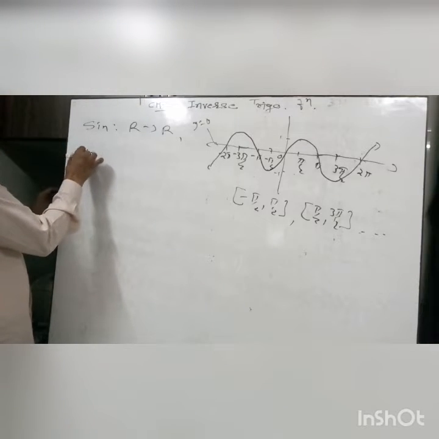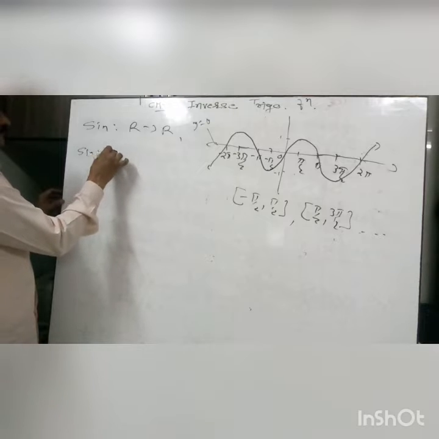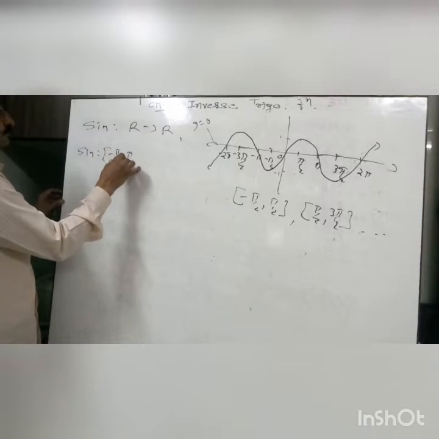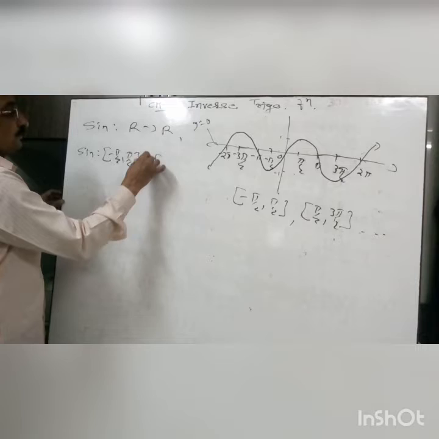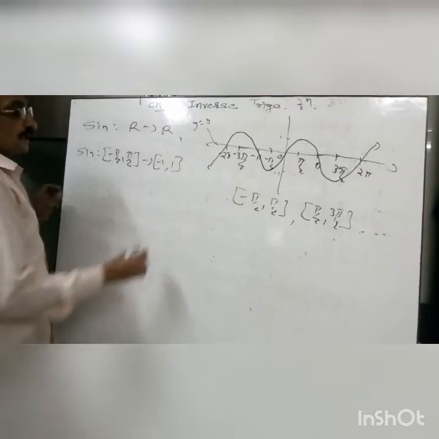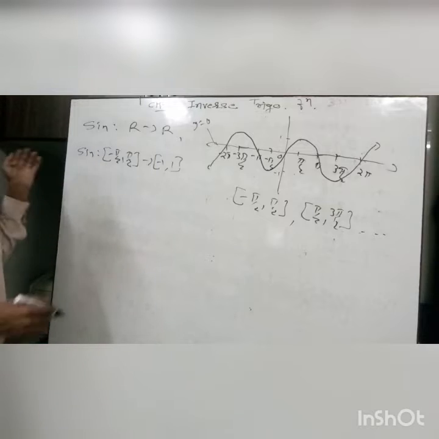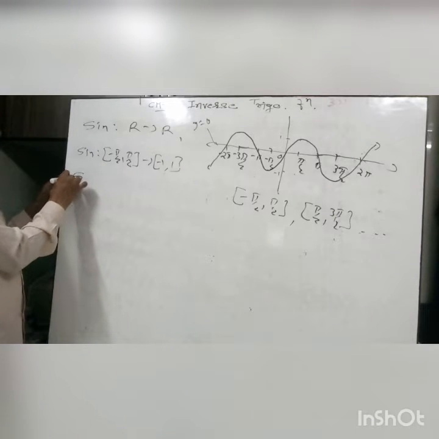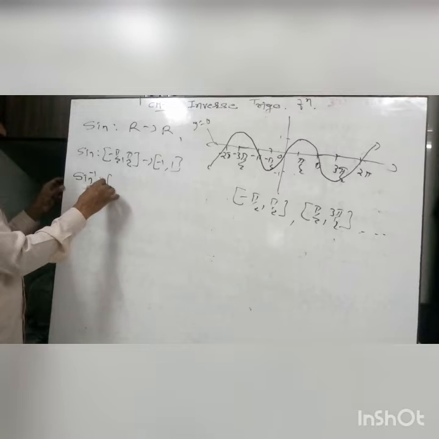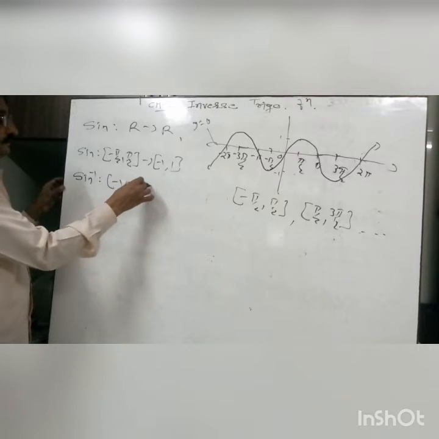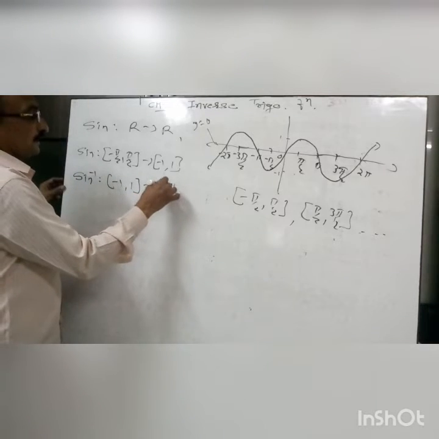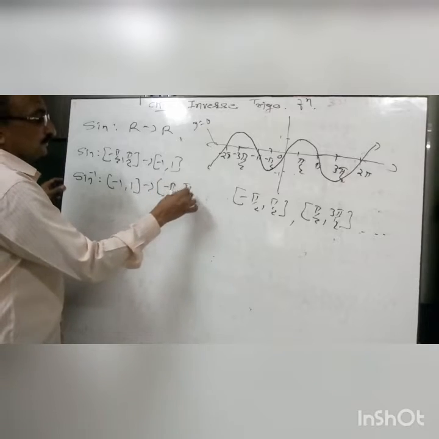So sine from the closed interval minus pi by 2 to pi by 2 to the closed interval minus 1 to 1 becomes a one-one and onto function. In this case the inverse of sine exists, and sine inverse is a function from the closed interval minus 1 to 1 to the closed interval minus pi by 2 to pi by 2.